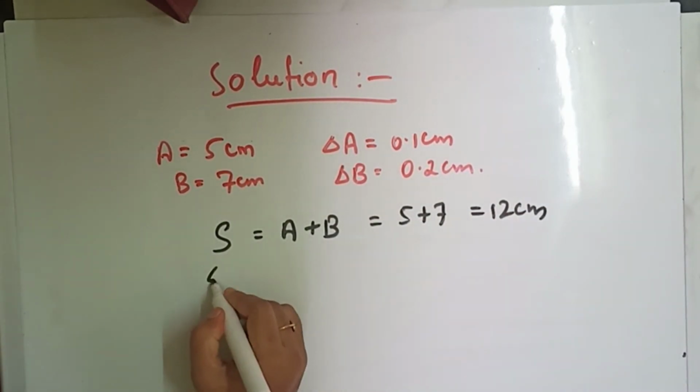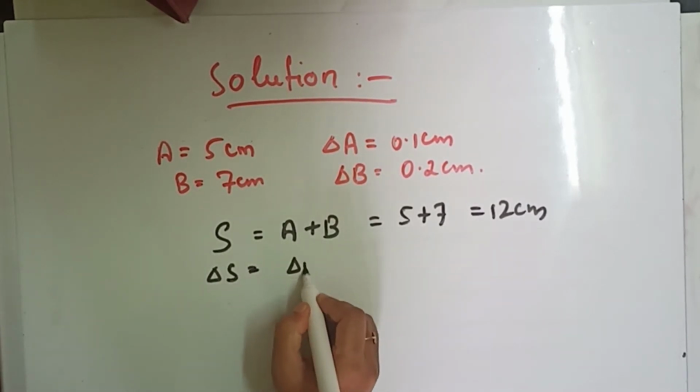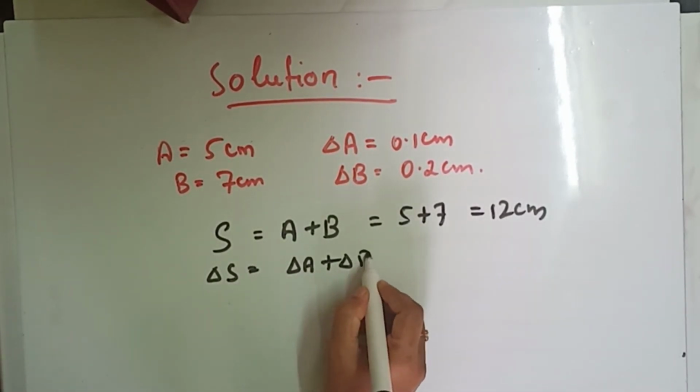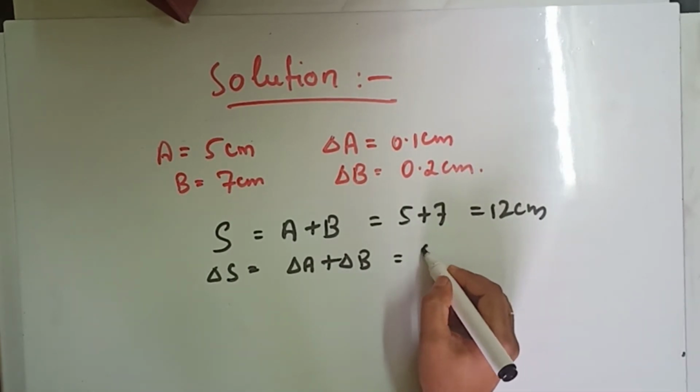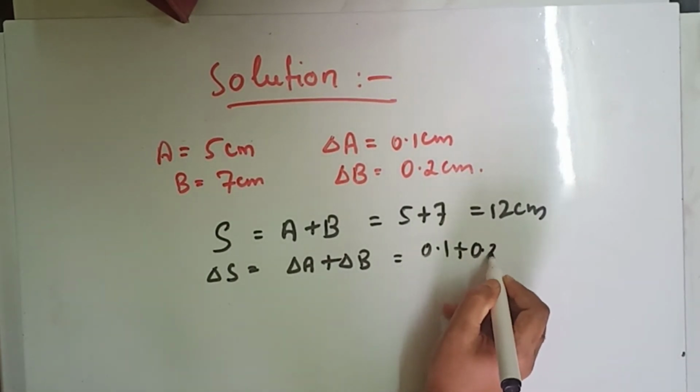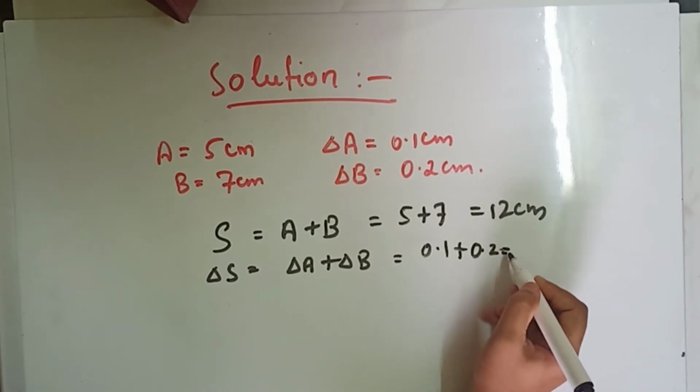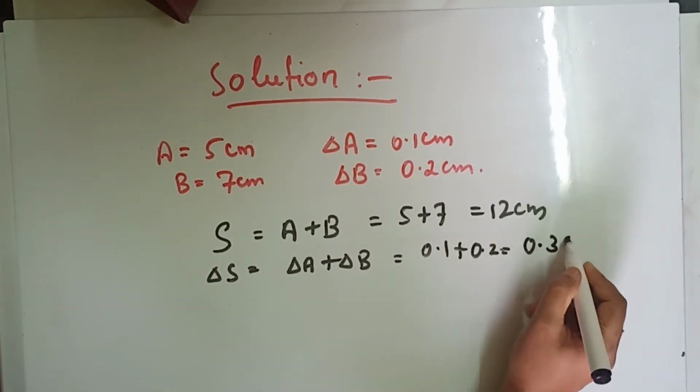So this is your first part of the actual result. Now we'll go to the error. So we know that error has to be always added. So delta A plus delta B. So if you add the individual absolute errors, 0.1 plus 0.2, it becomes 0.3 centimeters.